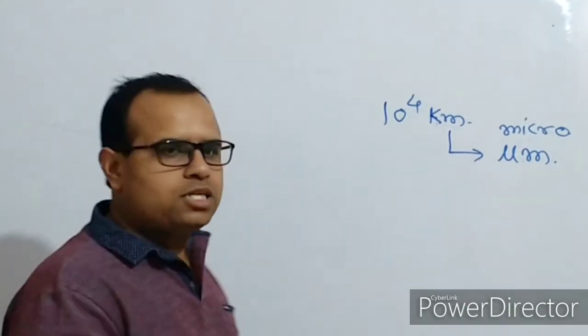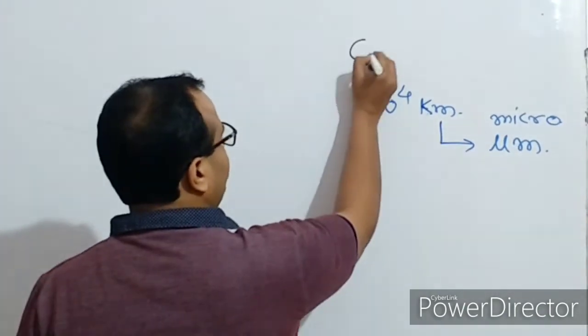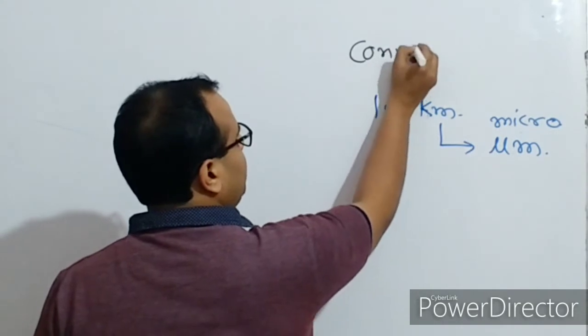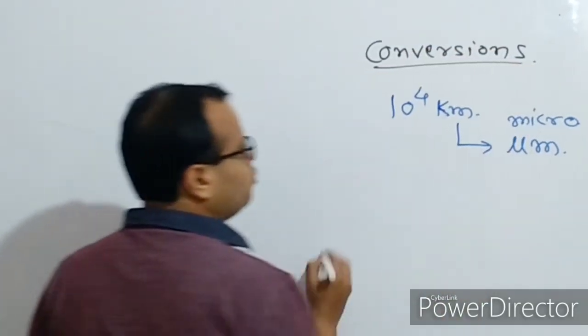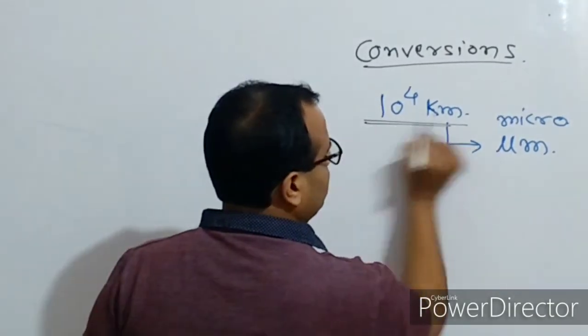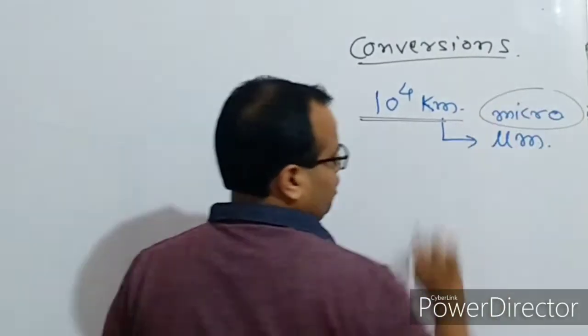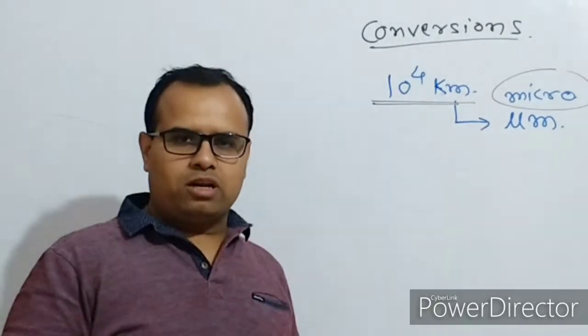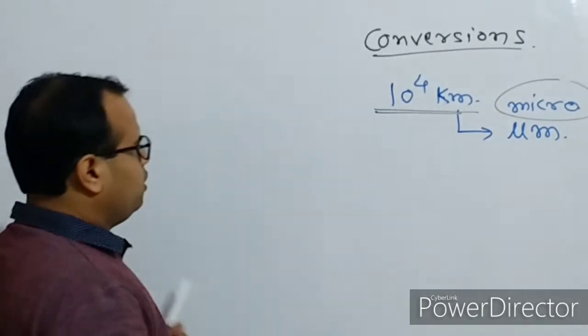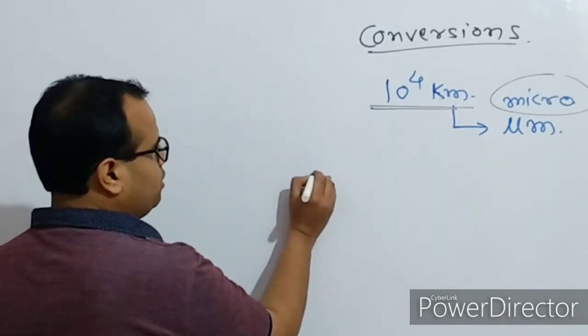Now we will be discussing the different conversions related to what we studied just now. Okay, so suppose that you have to convert 10 raised to the power 4 kilometer into micrometer. How can we convert it? Try to understand this.